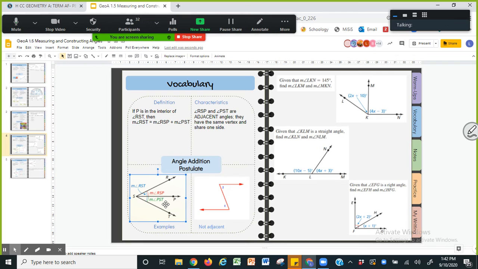Now you call these angles adjacent angles. Adjacent because they're side by side. They have the same vertex and they share a common side in the middle. Now look at this S pattern over here. Why are they not adjacent? Can you tell me why?